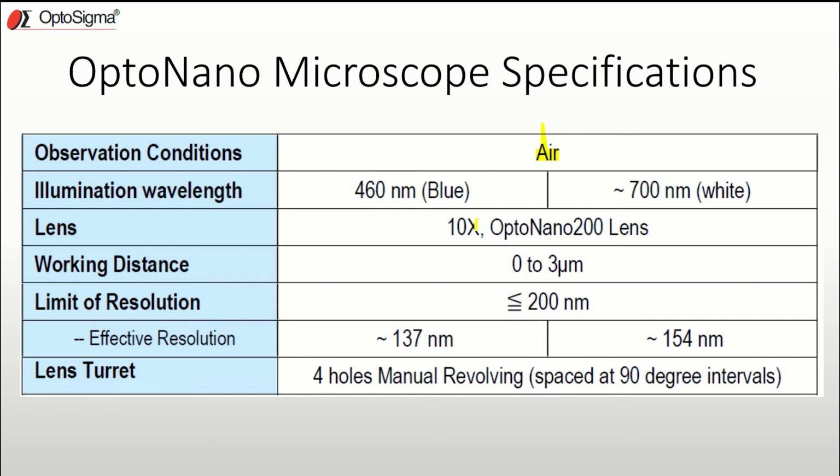For the lenses, you can get a 10x standard microscope lens, but you also get the OptoNano 200 lens, which is a Microsphere assisted objective. The working distance is on the shorter side, 0 to 3 microns. Limit of resolution, 200 nanometers, as we talked about, but the effective resolution based upon the wavelength of light, for the monochrome, is 137 nanometers, and for the white light version, it's 154. Last item here is the lens turret. It has 4 holes for manual revolving of the objectives, and the spacing, of course, is 90 degrees.